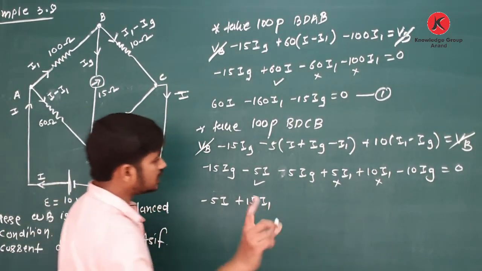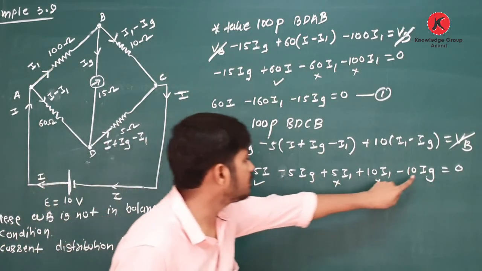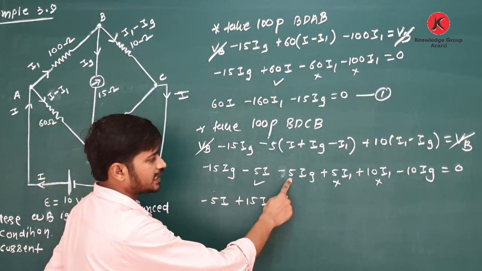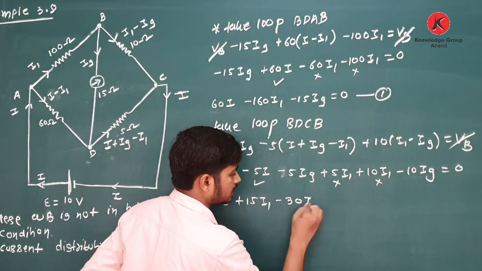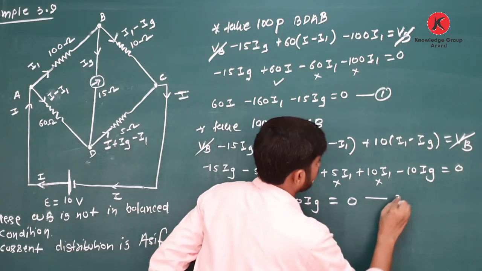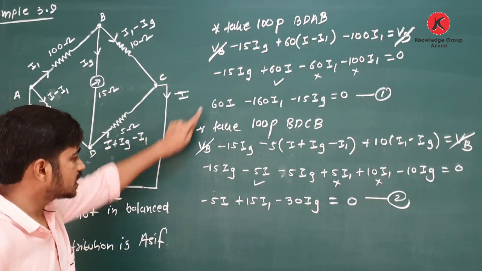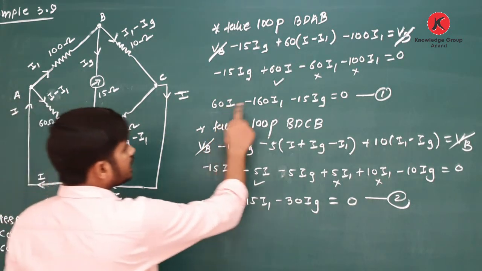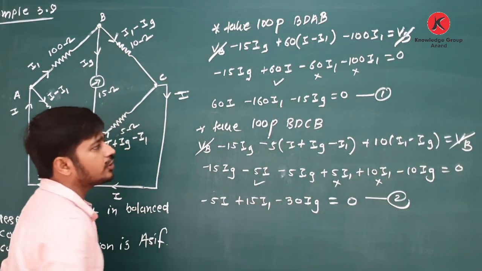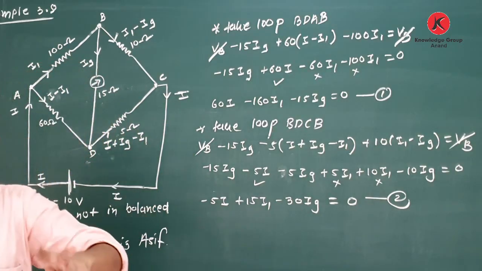Okay. Next, terms having Ig: minus 15 Ig, minus 5 Ig, and minus 10 Ig. Minus 15 Ig minus 5 Ig means minus 20 Ig, and minus 10 Ig means it is minus 30 Ig is equal to 0. Equation number 2. Clear about this? So we have two equations. We have three variables I, I1 and Ig. Maths says that to solve three variables we need minimum three equations.